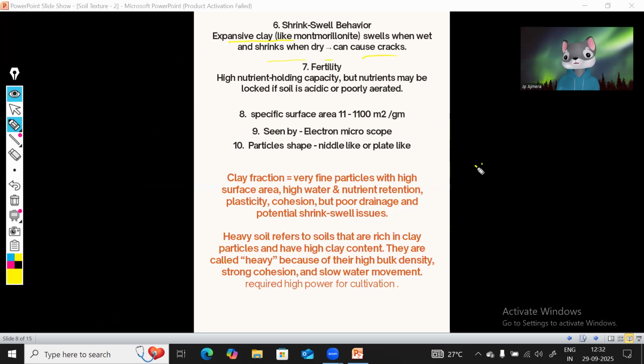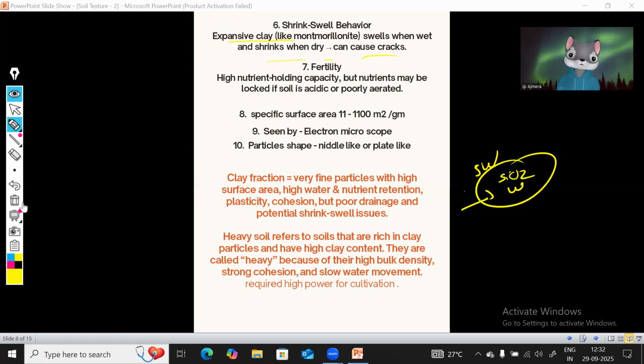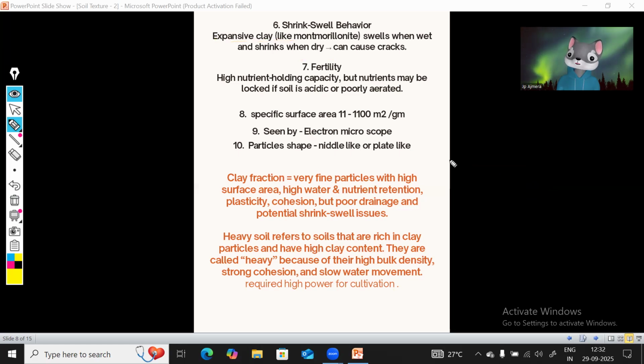Why does it happen? Swelling is because of weak bonds in between the tetrahedral and octahedral sheets.